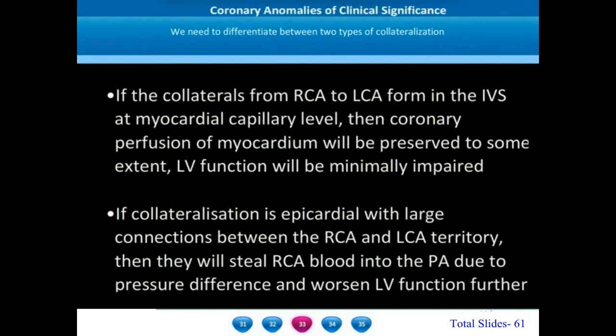But if there is an extensive collateralization on the epicardial surface with large connections between the right coronary artery and the left coronary artery, this will result in steal of the blood from the RCA into the PA, and this will worsen the LV function further. So a myocardial collateralization is very good, whereas an epicardial collateralization is going to deteriorate the LV function very soon.